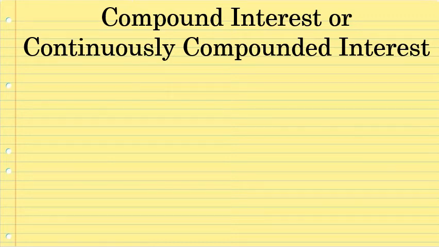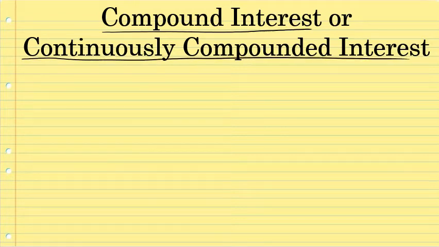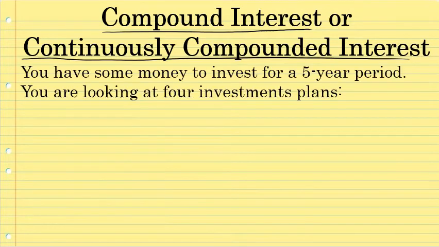In this problem, we'll use the compound interest formula and the continuously compounded interest formula to choose which investment plan is best based on certain criteria. Let's say that our situation is we have some money to invest for a 5-year period. The money will be invested for 5 years.